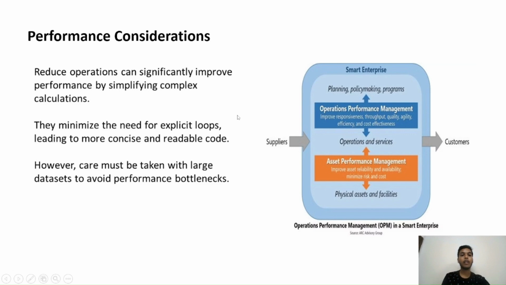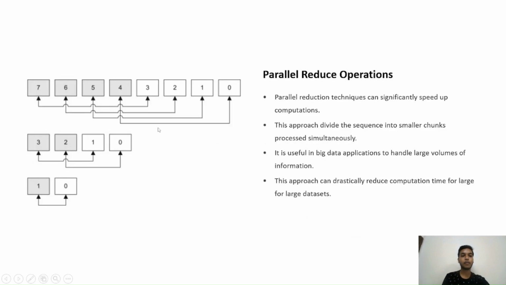Now let us see the performance considerations. Reduce operations can significantly improve performance by simplifying complex calculations, because we are reducing from a larger set to a smaller set. They minimize the need for explicit loops, leading to more concise and readable code. However, care must be taken with large datasets to avoid performance bottlenecks.